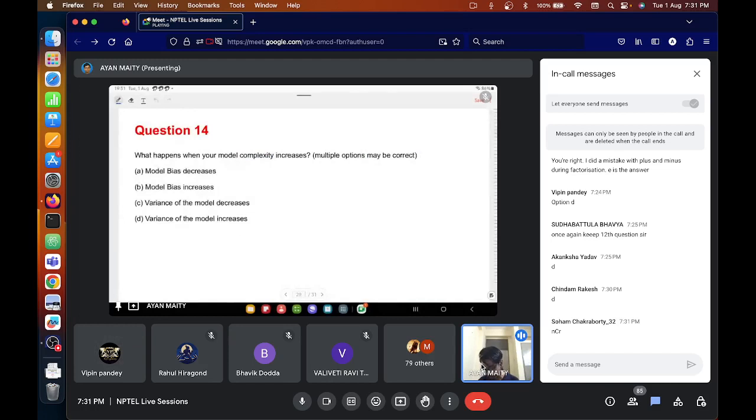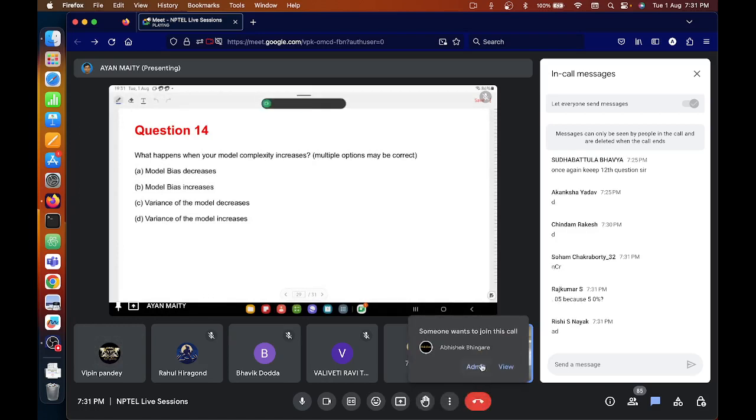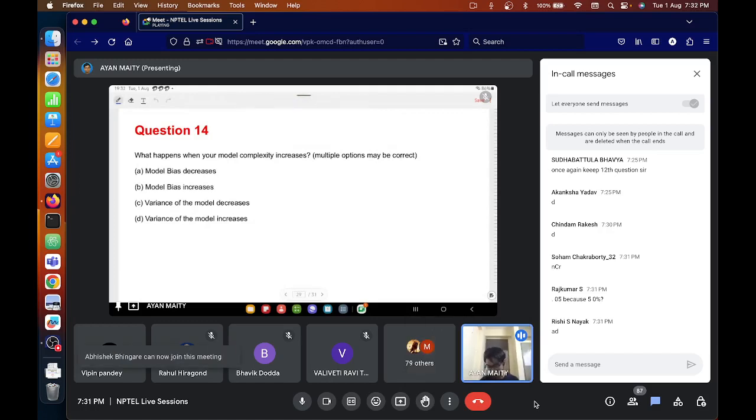Now question 14. This is the last question of the session. What happens when your model complexity increases? Multiple options may be correct. So as your model complexity increases, what happens to the model bias and model variance? There are four options: model bias decreases, model bias increases, variance of the model decreases, variance of the model increases.